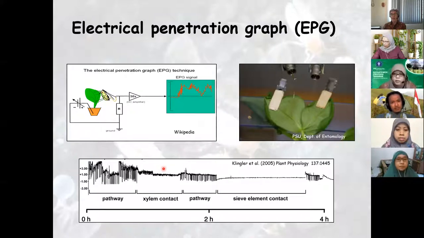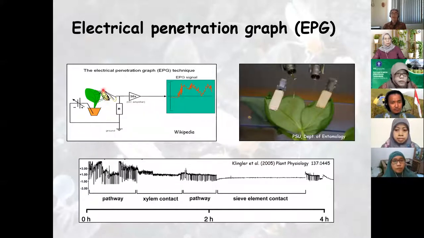One way these feeding behaviours are examined is by electrical penetration graphs, EPGs, and Puck Purnama is doing work on this, for instance. Some very good work in our banana bunchy top project.